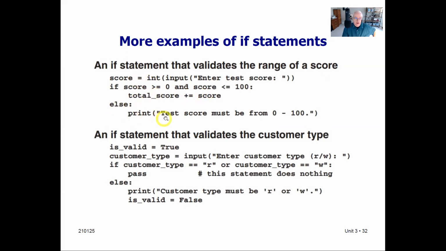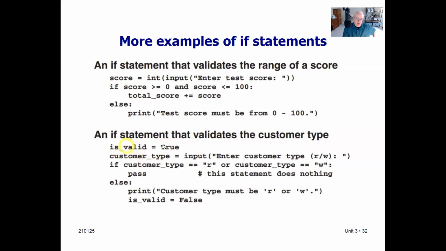Then our else clause, we print test score must be between 0 and 100. That's the data validation part. So this is good. This gives you an example of validating a range. And this is just another validation of customer type. What we are supposed to be seeing here is a combination of what we learned last week plus this week to have more productive, more professional code.